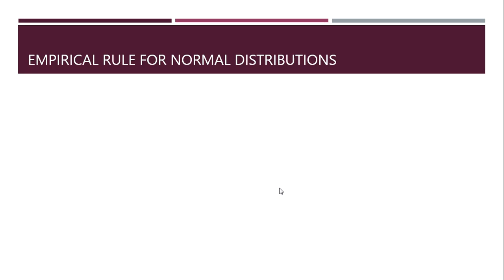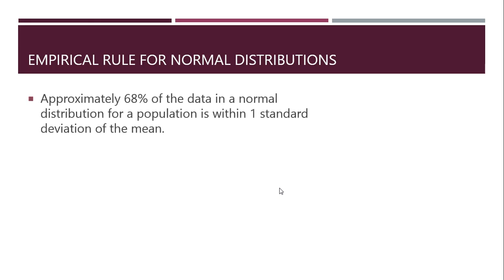So let's start off with the rules. I got a couple of rules for you, and they're real simple. First of all, they're also a little mind-blowing. About 68% of the data in a normal distribution is within one standard deviation of the mean. So it's within -1 sigma to +1 sigma.